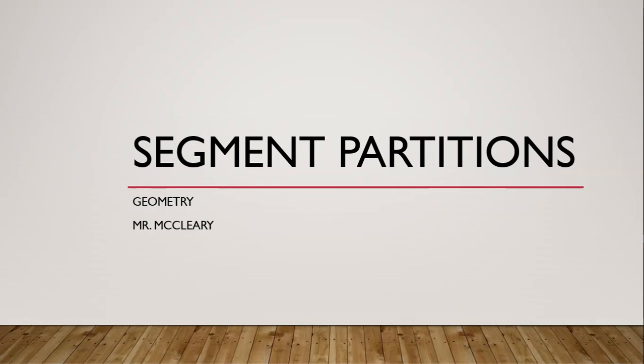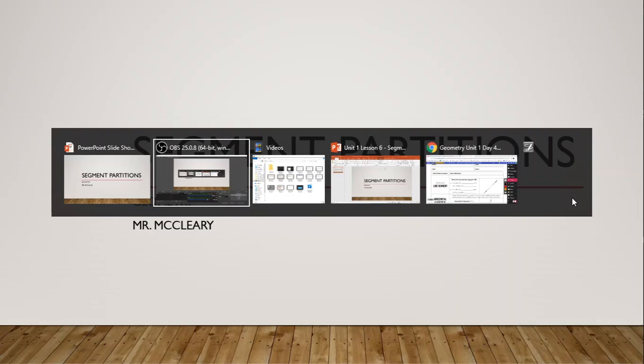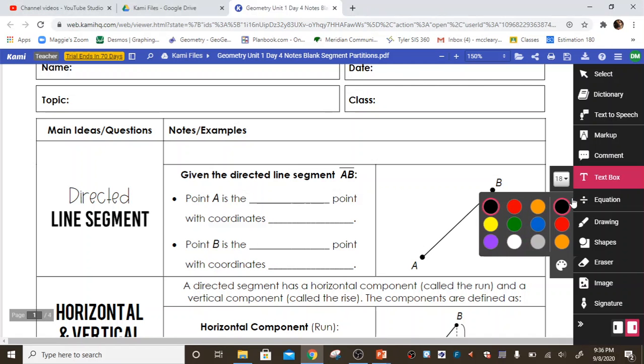Like we could find a point 1/3 of the way down the segment or 2/5 of the way down the segment. It's just whatever we want to find. This allows us to do it. It's a little bit more complex, but it's a lot more powerful than the midpoint formula. So let's jump right into it.